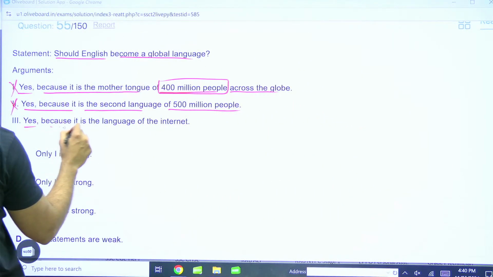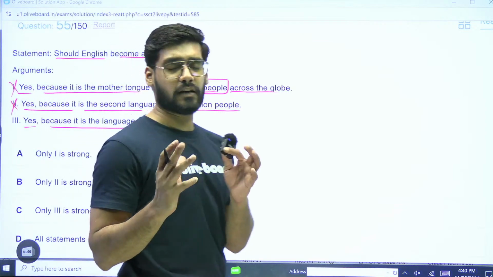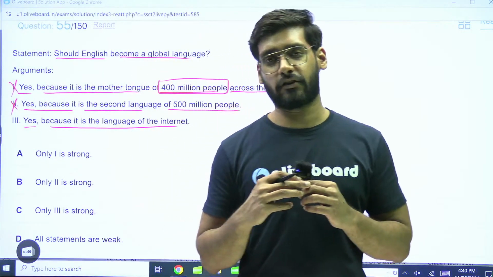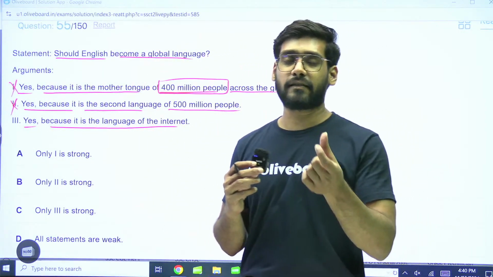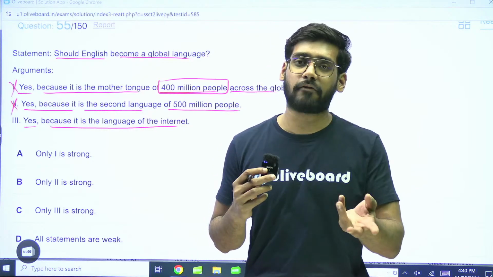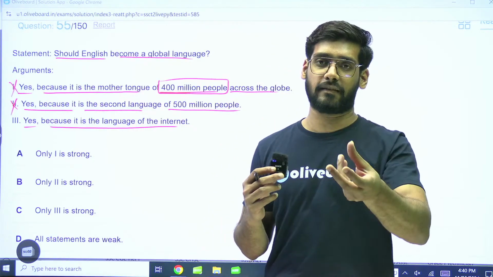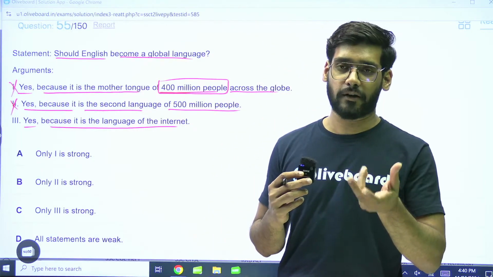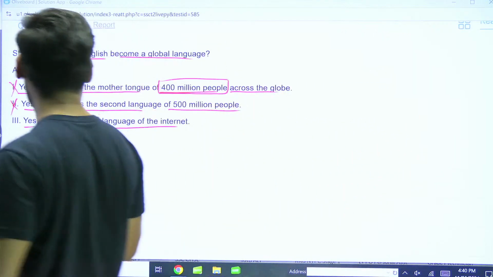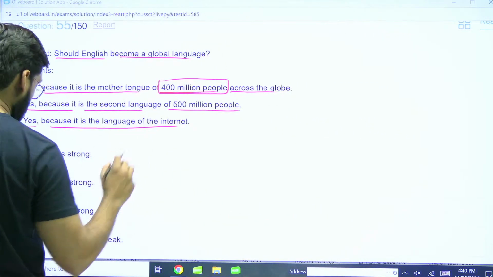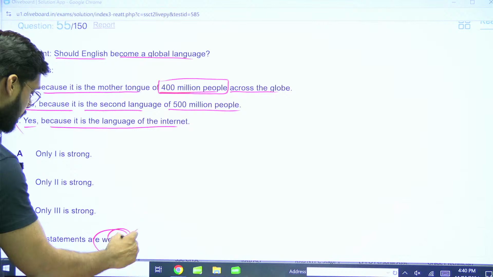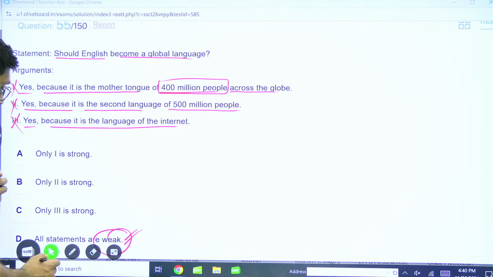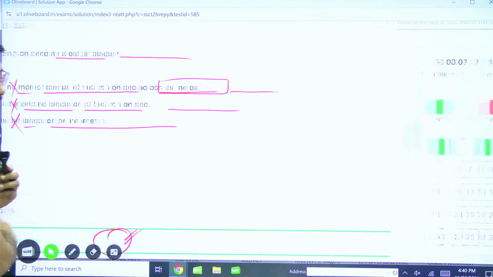The third says yes, because it is the language of the internet. No, this is not the language of the internet. Who told you this? Internet language is that language in which we feel comfortable to convey messages and talk, right? So this is also not the right argument. None hold strong. All are weak. The answer should be option D. Let's mark D, and hence D is the right answer.